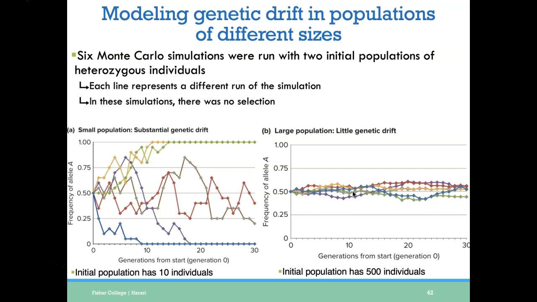And again, this can be illustrated if you picked out 100 marbles instead of 10, and you had a lot more marbles in the jar. Let's say you had 1,000 marbles in the jar and you picked out 100 every time. It would be less likely that you're going to completely eliminate one allele that way. So the population size does make a difference. In larger populations, over 30 generations, the allele frequencies would be stable.